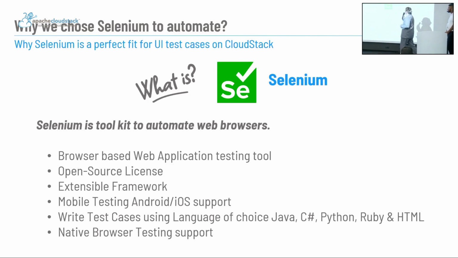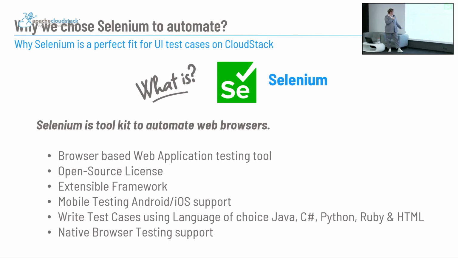So, Selenium is a toolkit to automate web browsers, web application testing tools, open source license, extensive framework, mobile testing with Android and iOS support, write test cases using languages of choice, Java, Python, Ruby, HTML, and native browser testing support. Is it clear?